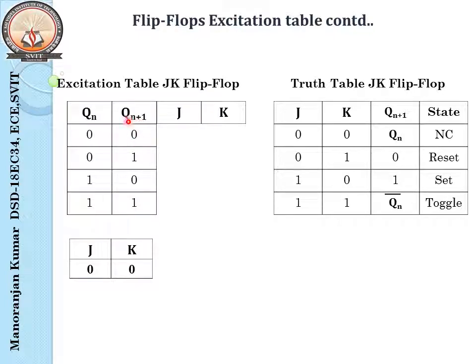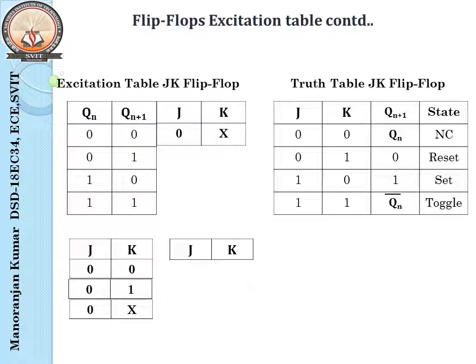Output will be 0 when it is reset. For reset, what is the input we have? 0 and 1. So I'll take 0 and 1. So finally, if I summarize this and try to solve it, we'll get 0x. That will be my input when both the outputs are 0 0.